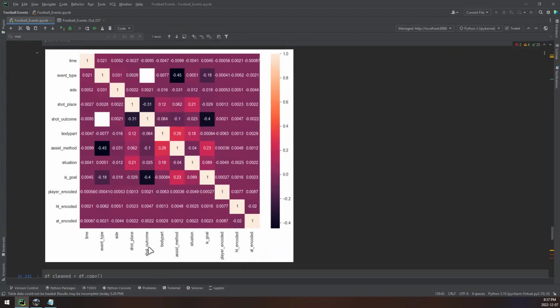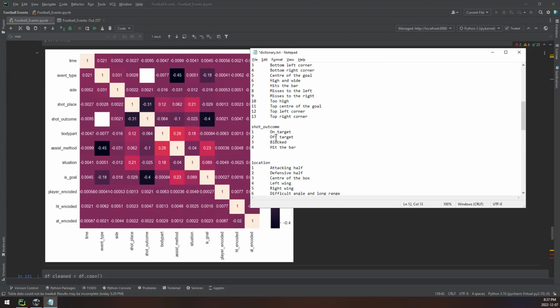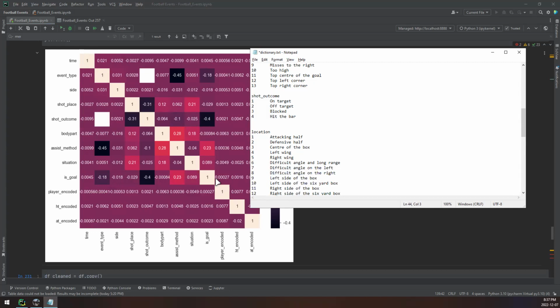I think what you can do is go to the shot outcome encoding, the dictionary, and see maybe that's the reason it's negative. Go to the shot outcome: on target, two, off target, blocked, hit. So on target means goal? Not necessarily. On target can probably mean a goal, but then the shot was blocked or something, but then it was on target.